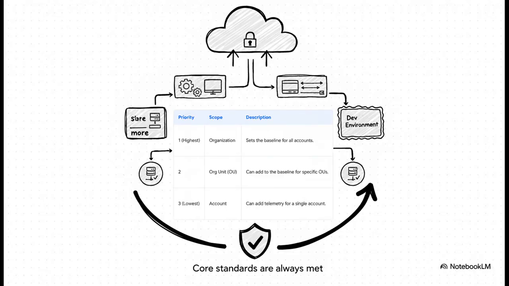These rules follow a hierarchy. So you can set a baseline rule at the very top, at the organization level, something like all VPCs must have flow logs enabled. Then, a specific Teams OU can add more telemetry if they need it, but they can never ever remove or override that organizational baseline. Your core standards are always enforced, no exceptions. This is how you guarantee that minimum level of security everywhere.